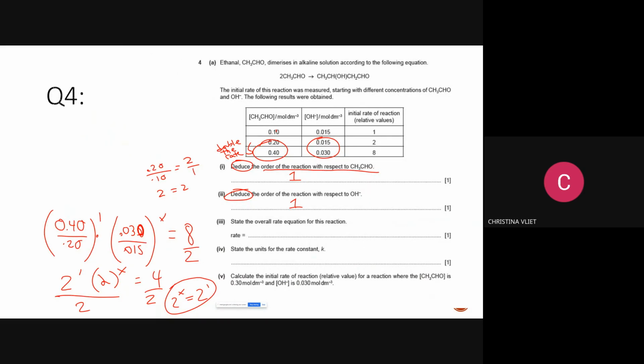All right, so these are the first 2 parts. Something I want to bring up. It says state the overall rate equation for this reaction. So it's rate equals k [CH3CHO] to the first, [OH minus] to the first. On the mark scheme, the answer key, every time I see a question like this, it says ECF. What does that mean?